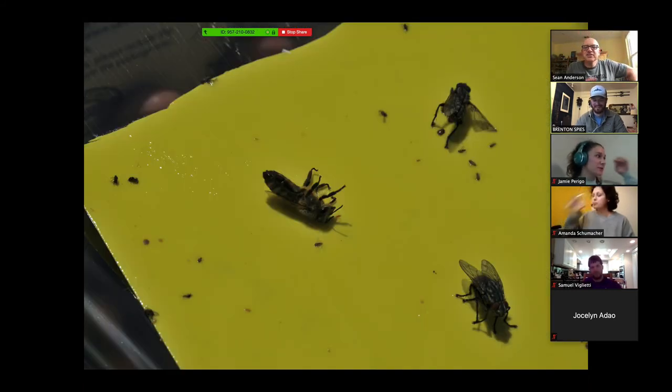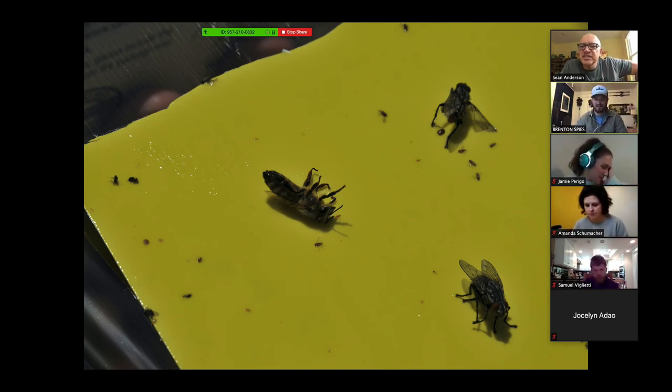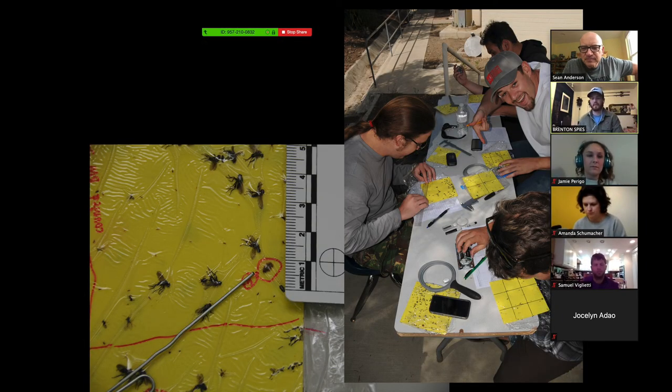So here's some examples of the stuff you guys see on these traps. This is what you'll see 5 days in when it's time to pull in these traps. You'll see some little things, some big things, and we'll process them. You guys will process them. Again, you can see here why the Saran wrap is going to be really helpful.